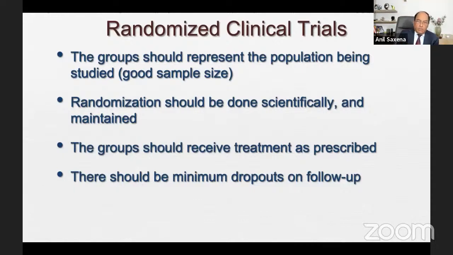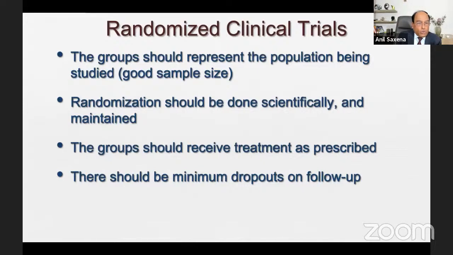So there are certain things that we want in a randomized trial. One is that the group should represent the population being studied, which means that the sample size should be good. If you take a very small sample, it will not represent the population. So the sample size should be good. Second is that randomization should be done scientifically and should be maintained throughout the trial.